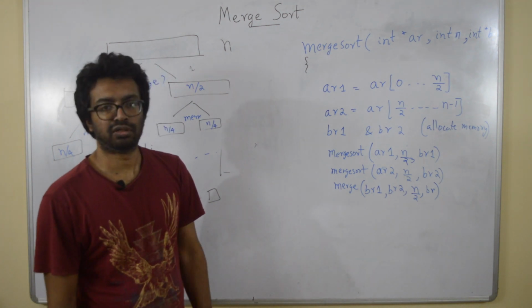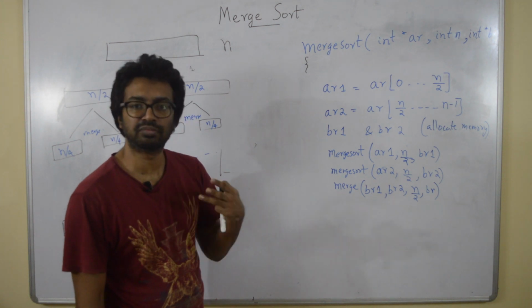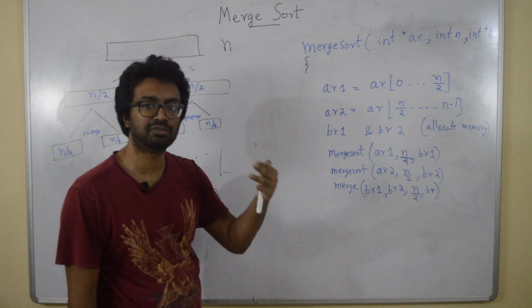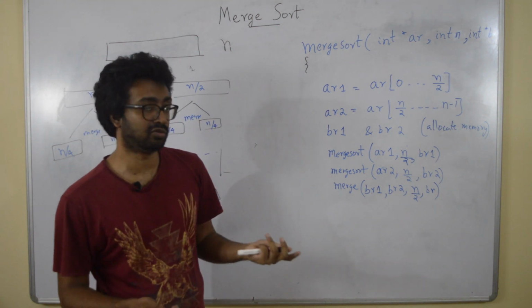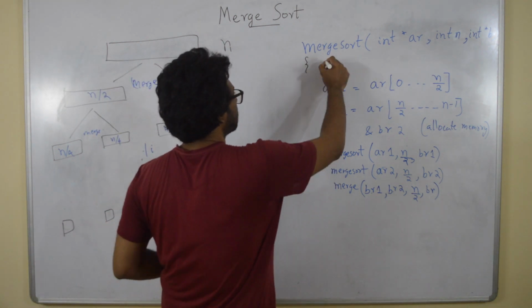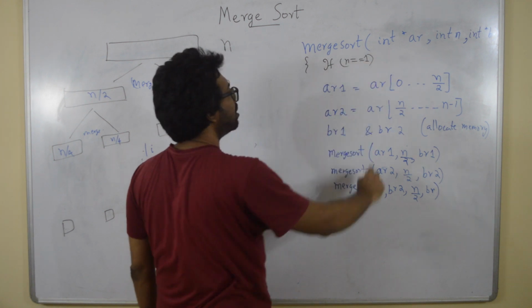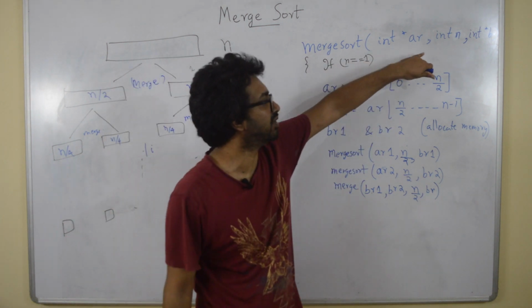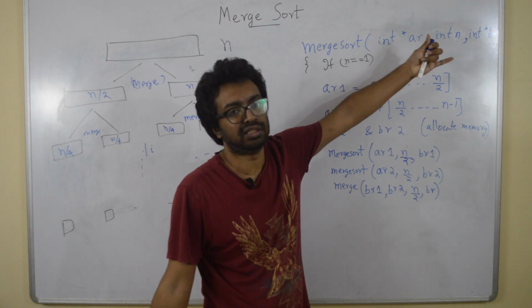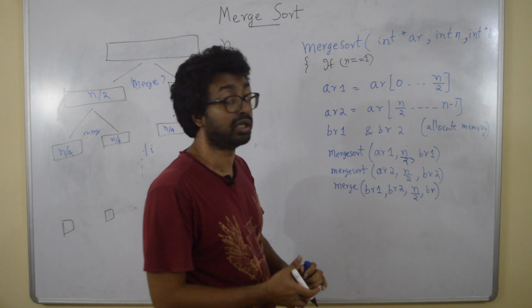This is merge sort with the recursive step. So this is a recursive algorithm, but we didn't write the base case. So what is the base case? If n is equal to 1, what does it have to do? If the size of n is 1, AR is the same as BR, so you'll have to copy AR into BR, right? Sorry.